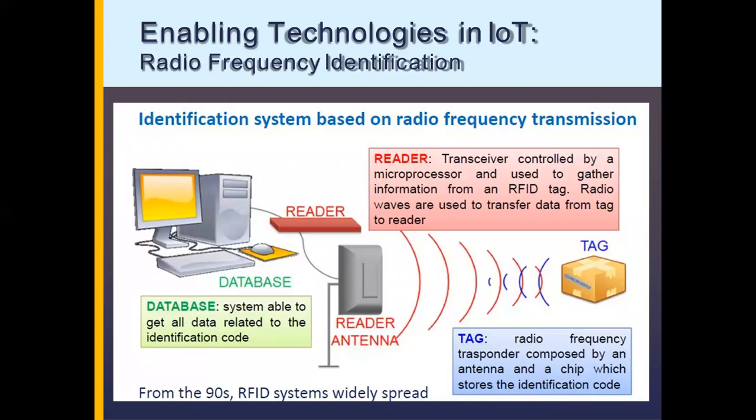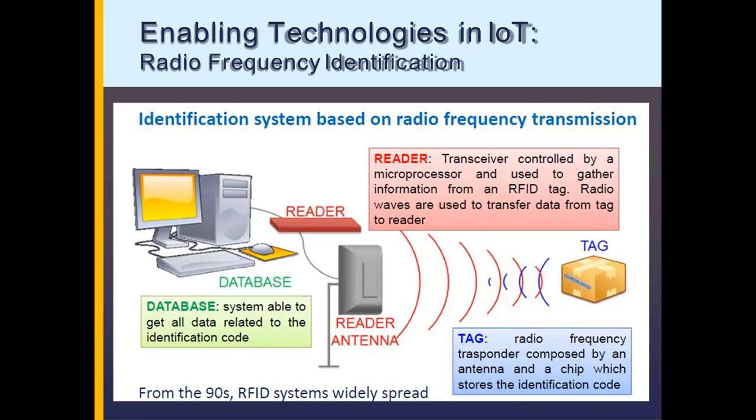This is also a small example of enabling technologies in IoT. As we have said, RFID, radio frequency identification. How is this transmission happening? This is a small example. The reader is a transceiver controlled by a microprocessor and used to gather information from the RFID tag. Radio waves are used to transfer data from the tag to the reader. This is the job of the reader.